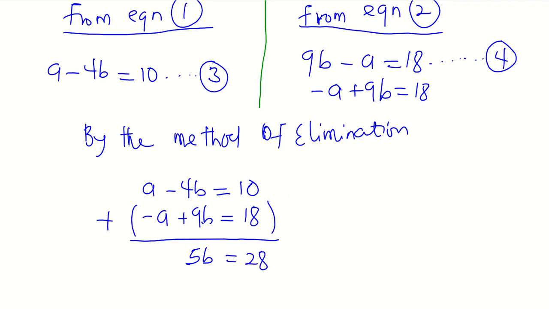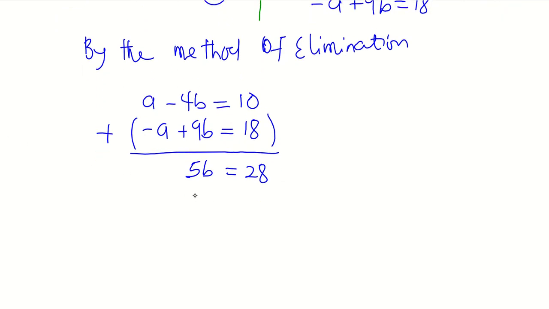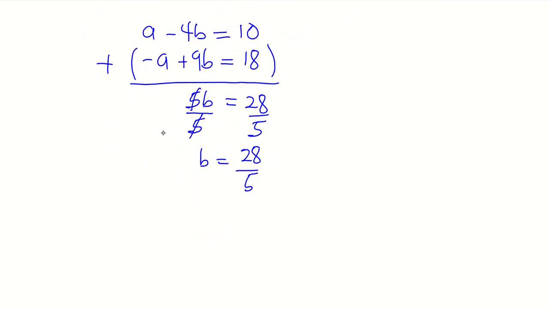Now we find the value of b by dividing both sides by the coefficient of b, that is 5. So we have 5 here, we have 5 here, which means this 5 is going to cancel that 5, and b is equal to 28 over 5. Now we can find the value of a by substituting the value of b in any of the equations, and we can choose equation 1.